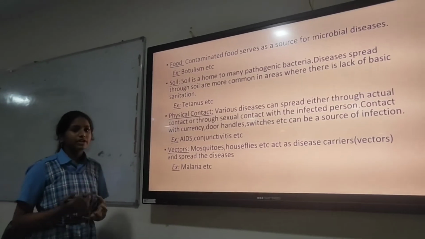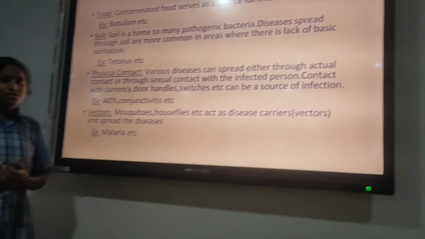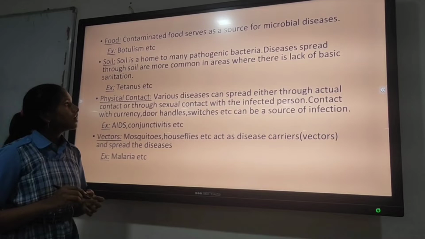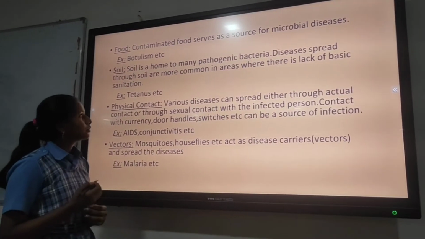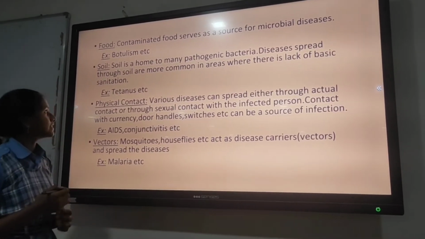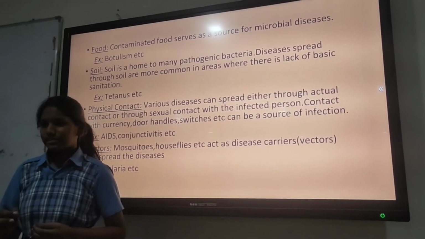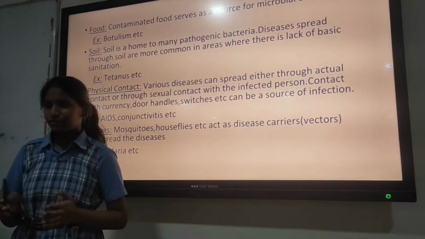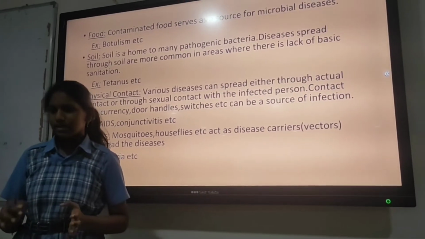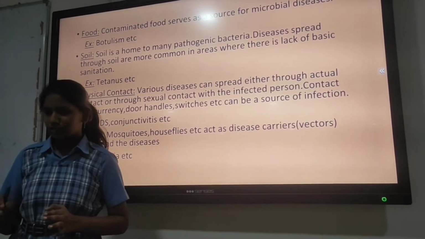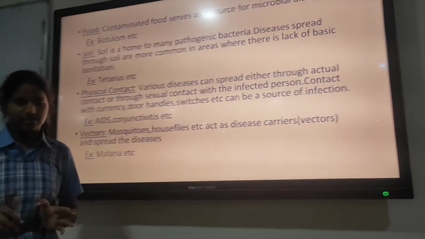By soil also we get various diseases. Soil contains some pathogenic bacteria, and diseases spread through soil are more common in areas where there is a lack of basic sanitation. In fields, there will be basic sanitation, so when we grow some crops and eat those, we won't get any type of diseases.